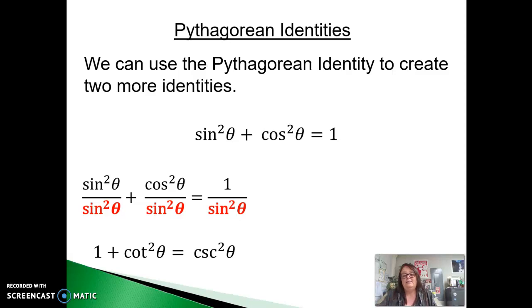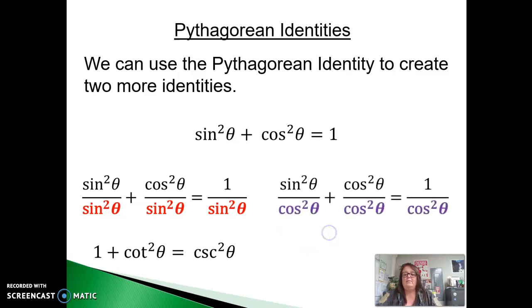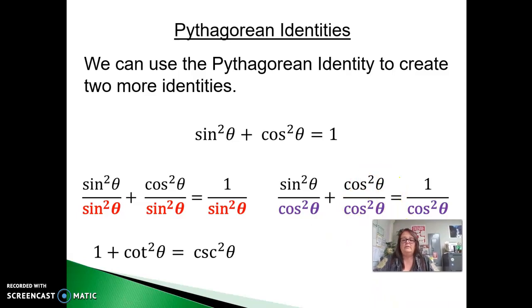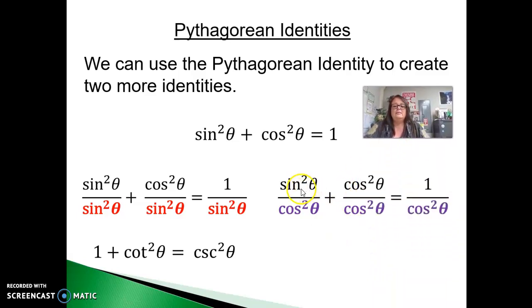I can do exactly the same thing starting again with the Pythagorean identity and divide this time instead by cosine squared of theta. And you'll notice in the first fraction, sine theta over cosine theta, we said that was tangent of theta. So this fraction represents the tangent squared of theta. And then in the second fraction, they cancel to give me 1. And in the last one, the reciprocal of cosine theta was secant of theta. And so that fraction represents secant squared of theta.